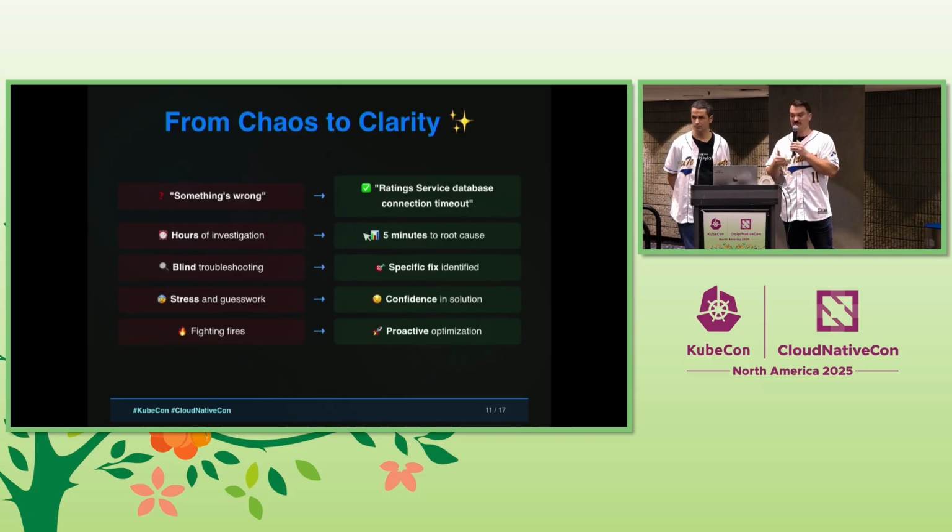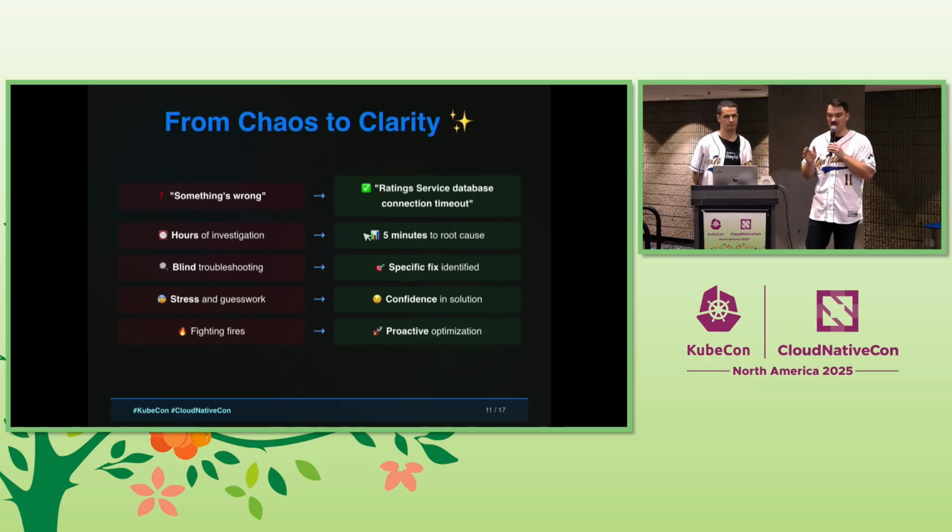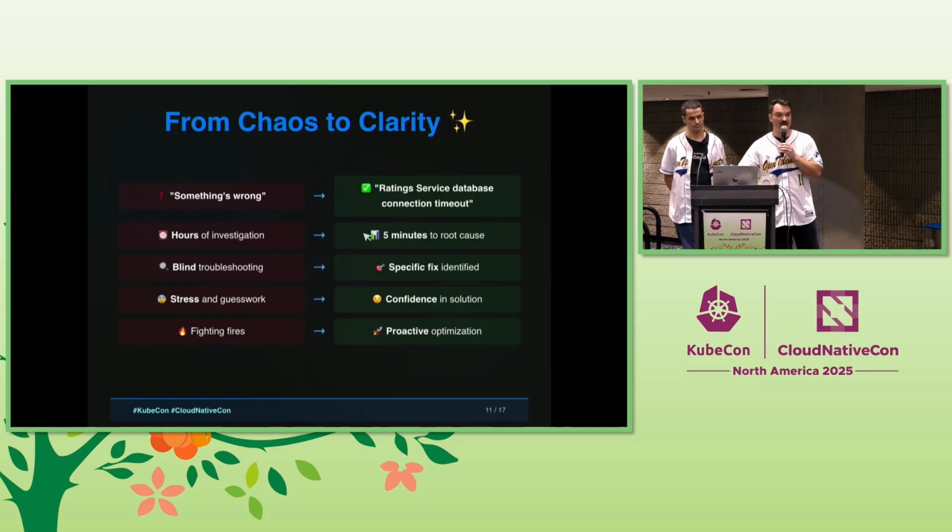Hours of investigation have turned into 5 minutes of just troubleshooting with a root cause analysis. There's nothing blind about it. All that stress and guesswork is now a confidence in our solution. We have clear metrics to show what actually needs to be done to change. And we're not fighting fires, we're proactively fixing things tomorrow as well that could eventually blow up.